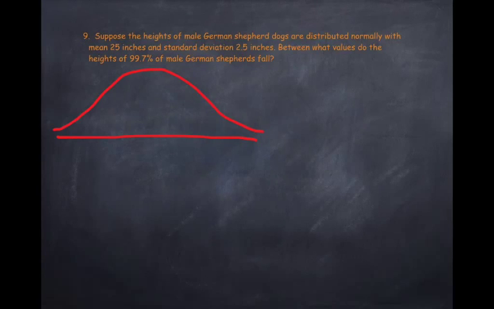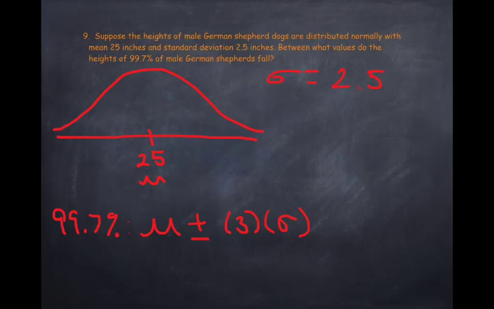and so that's a little bit better from last time, we have our mean at 25 inches. We have a standard deviation equal to 2.5 inches. Here we're looking at 99.7%. Remember that 99.7% is 3 standard deviations from the mean. And so what we're going to have when we look at 99.7% is you're going to have your mean plus and minus 3 times the standard deviation.